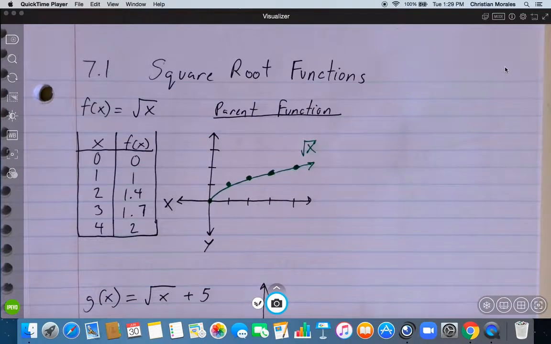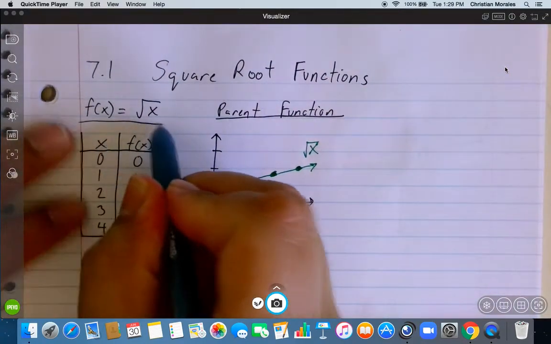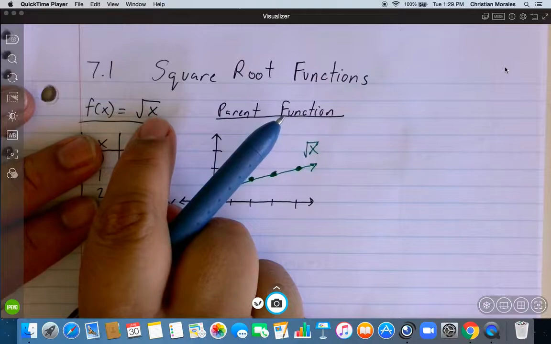Day of lesson, guys. Square root functions. Start with this one. So the square root function is basically what it says. It's a function where you're taking the square root of a number.